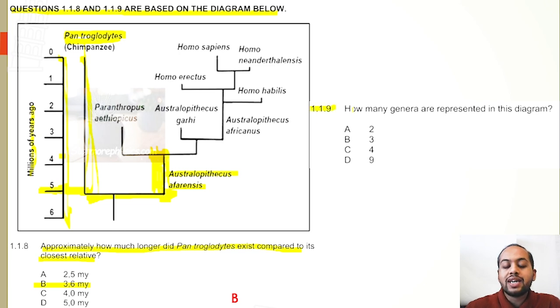Then 1.1.9, how many genera are represented in the diagram? Genera, remember the first name is the genus name, referring to the genera. So we have Homo, we have Australopithecus, we have Paranthropus, and we have Pan. So we have 1, 2, 3, 4. And therefore the correct answer would be C.